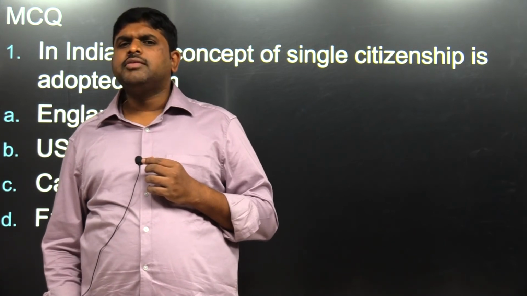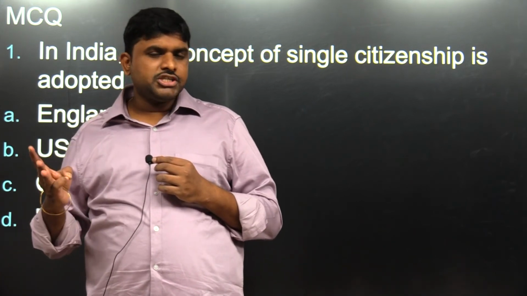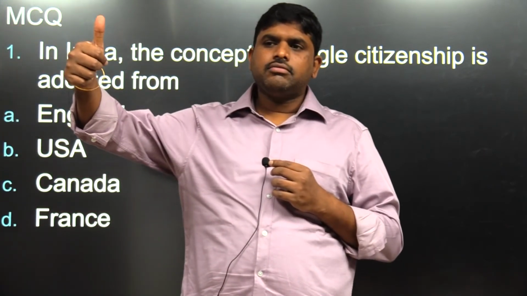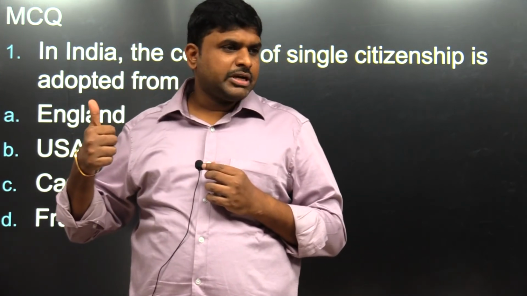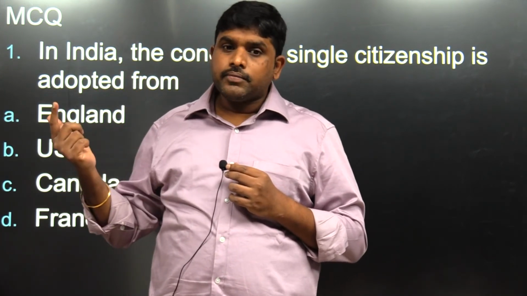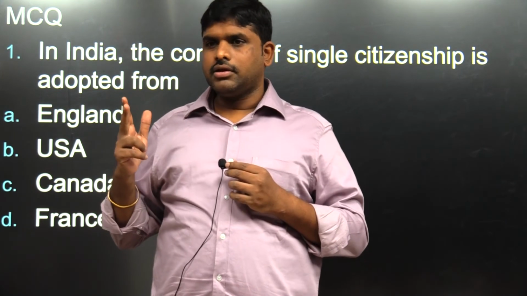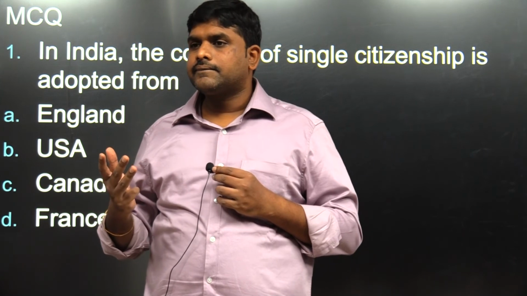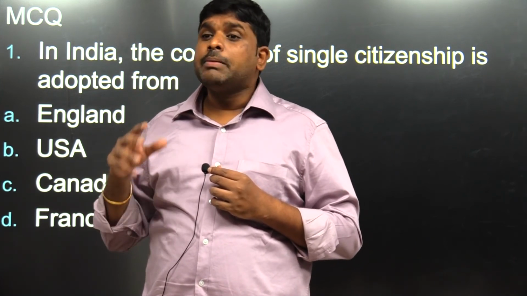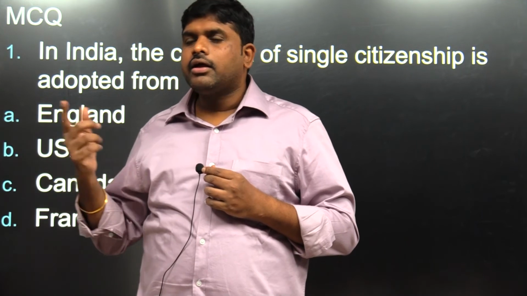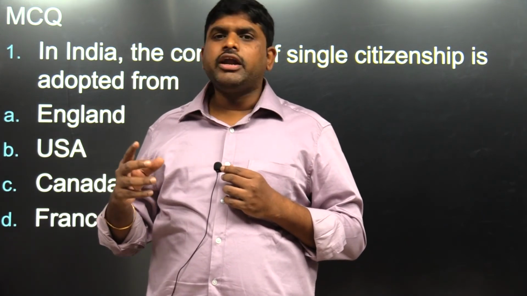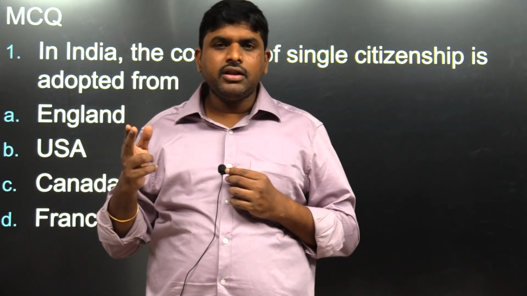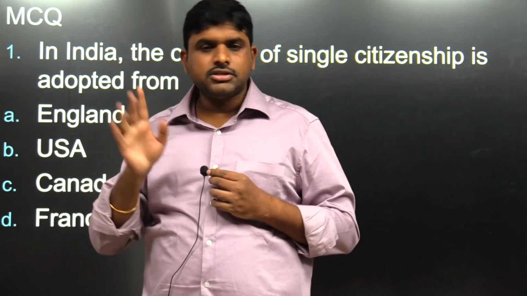How will citizenship be lost? Renunciation, termination, deprivation. Article 5, at the time of commencement of the Constitution. Article 6, migrated to India. 7, migrated to Pakistan and came for resettlement. 8, the people of Indian origin who are residing outside India. 9, voluntarily acquiring the citizenship of another country. 10, continuation of citizenship. 11, Parliament has the power to fix citizenship.